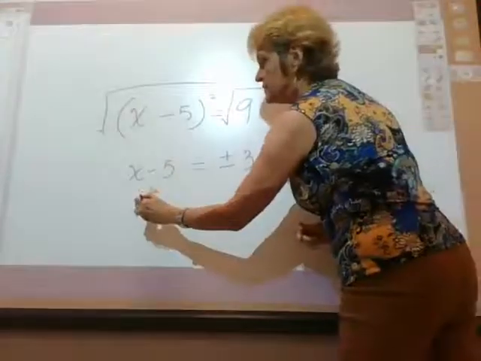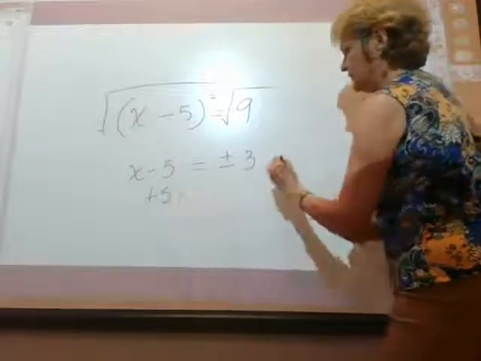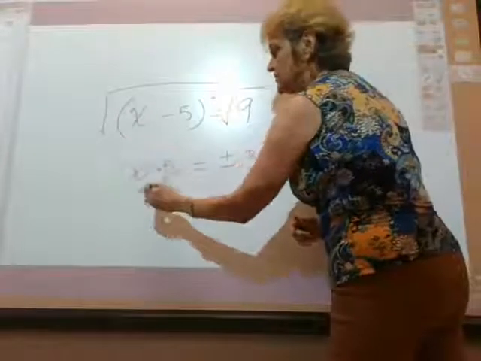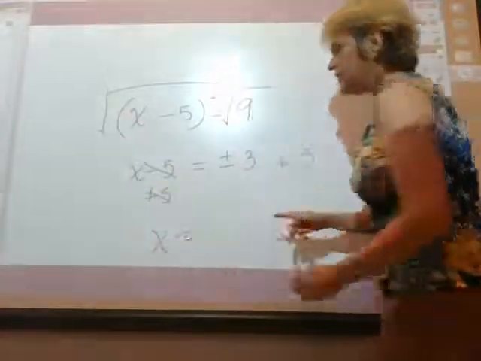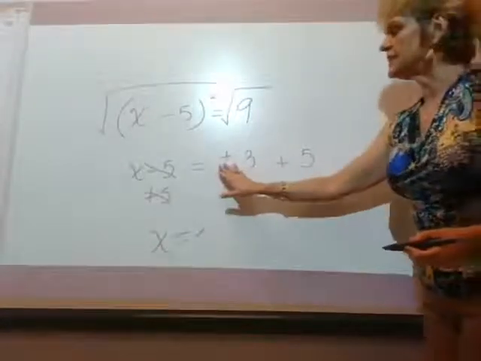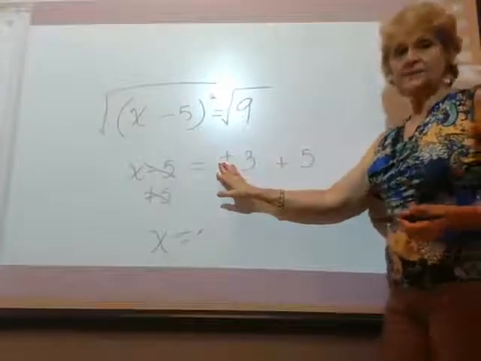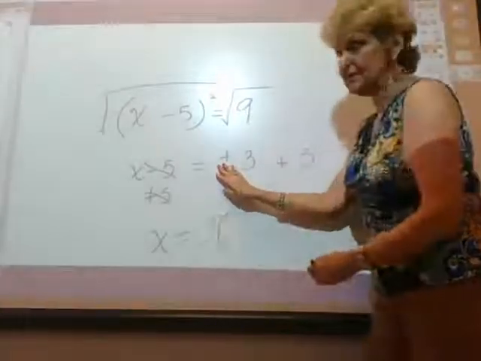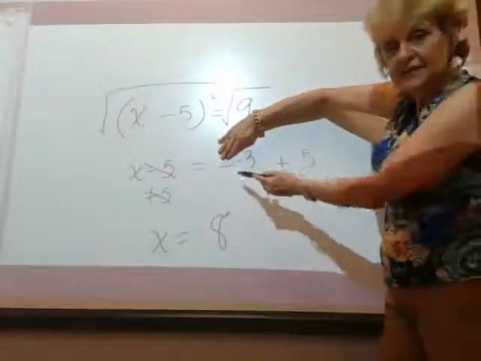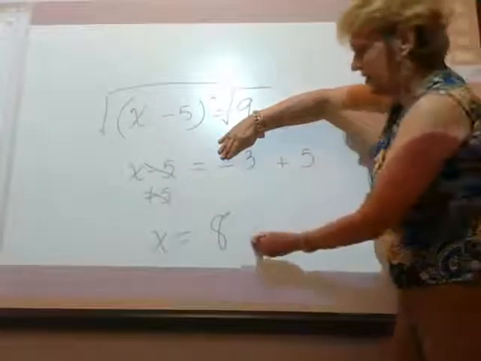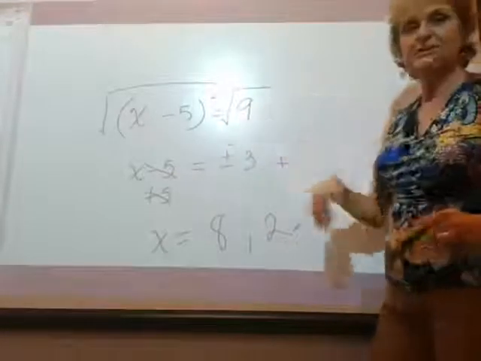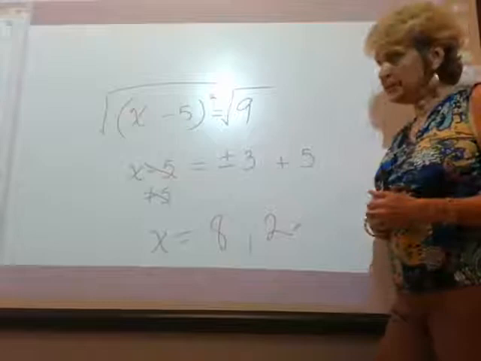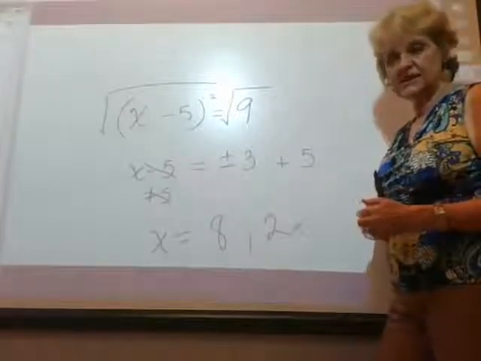So what do I need to do? I need to add 5. Okay, so I have x. Now think about it. There's going to be two solutions. If x is a positive 3, 3 plus 5 is 8. If x is a negative 3 plus 5, the solution is 2. And if I plugged both of those in, I should get a true solution.